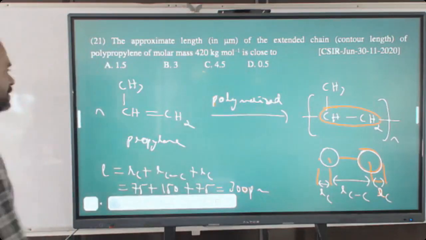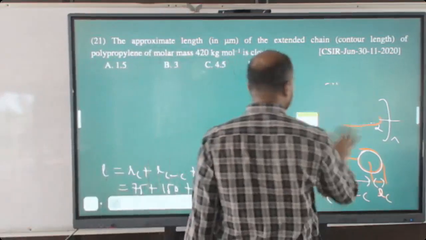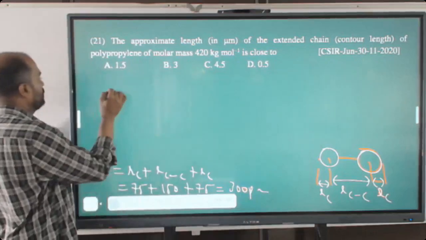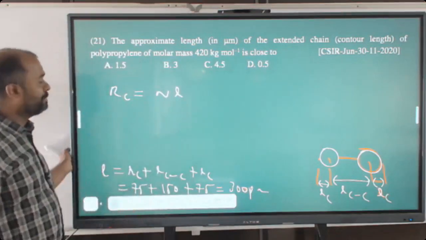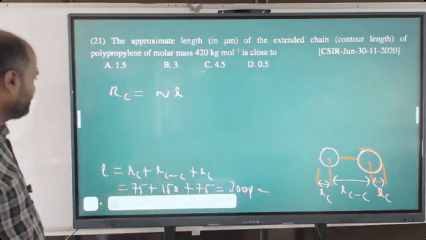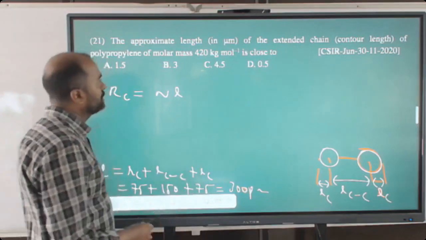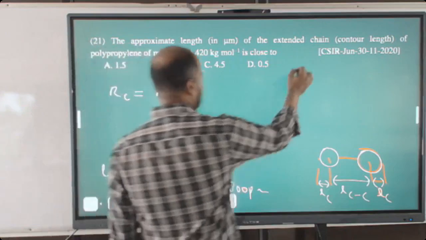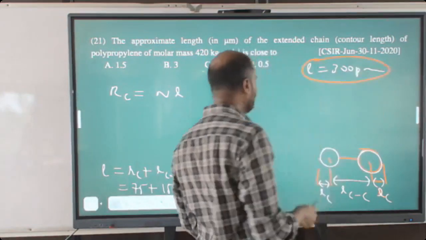Now what we require is the contour length. How to find the contour length? RC is equal to N into L. N is the number of monomer units in the polymer. L is obtained to be 300 picometer. Next, you have to find the value of N.